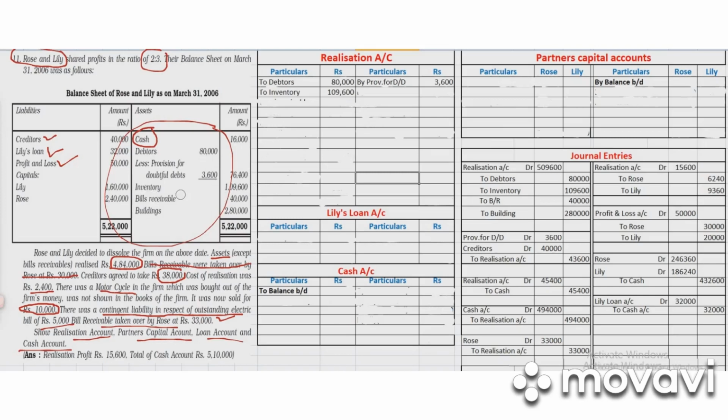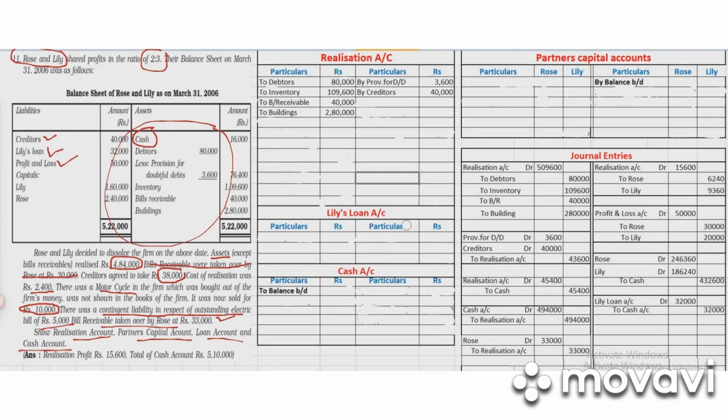You simply copy and paste. Bills receivable 40,000, put it there. Buildings 2,80,000, put it there on the debit side. All the assets have come on the debit side. Now the liabilities. Already one liability has come here, and we will pick up other liabilities, that is the creditors. 40,000 is an external liability, so you put it there. Lily's loan will not come. This is not an external liability, this is a sort of internal liability. Lily is the partner, so that partner's loan account we have to prepare separately.